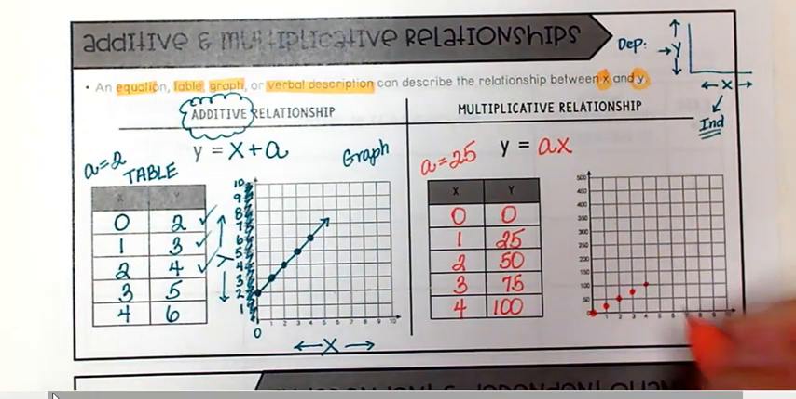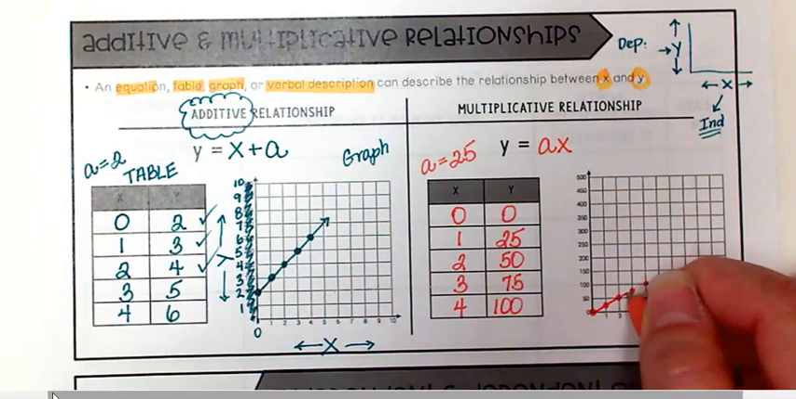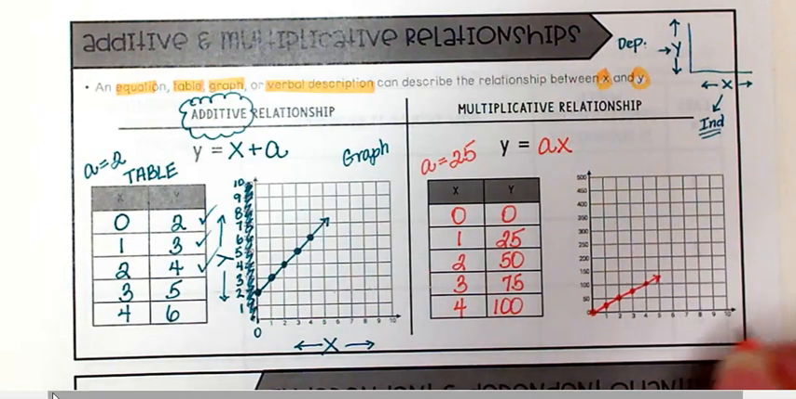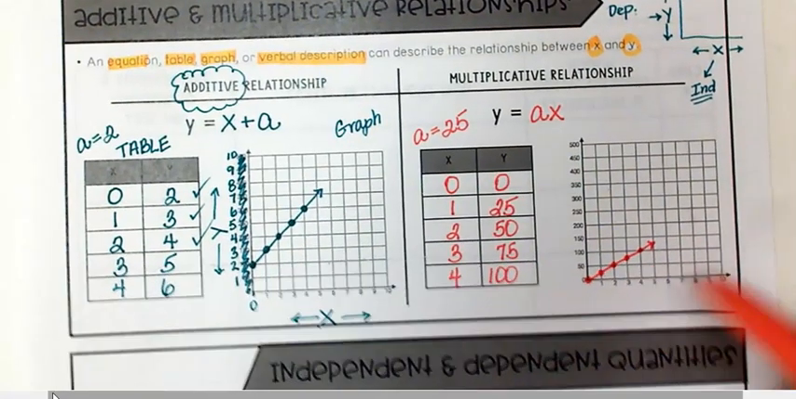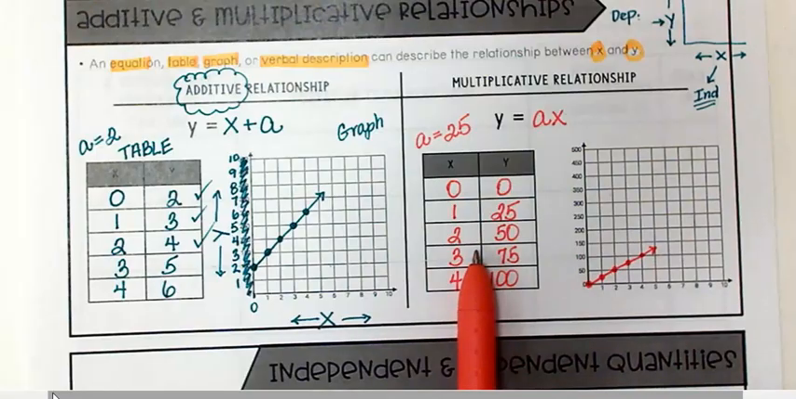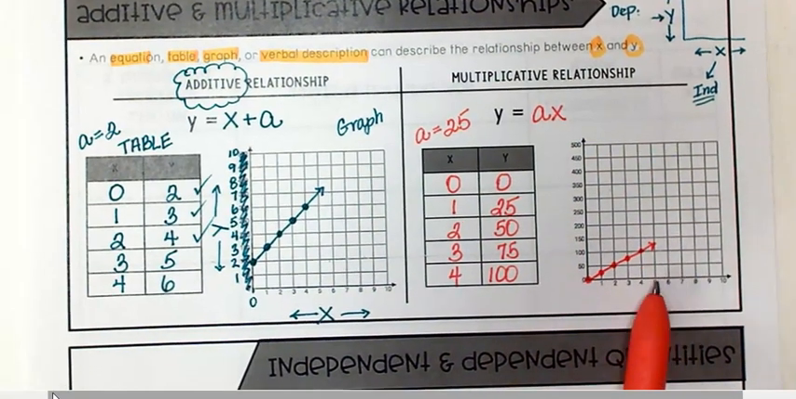And I could keep going. So I'm going to go ahead and draw my arrow like this, meaning that I could add to the table, I could add to the graph. But this table represents the same information as this graph.